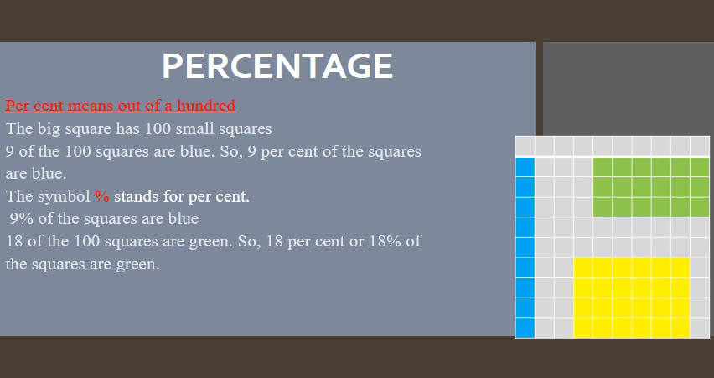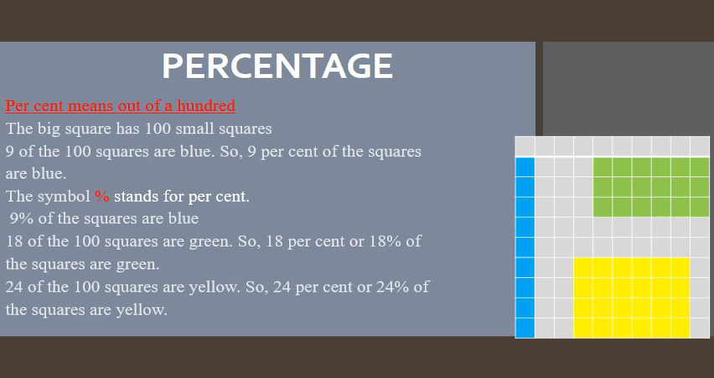Now children, again look at the picture, again look at the big square and just see that 18 of the 100 squares are green in color. So we can say 18%. Here this is the symbol of percent. 18% of the squares are green. Why are we saying 18%? Because out of total 100 squares, 18 are green in color. So we are saying 18% of the squares are green.